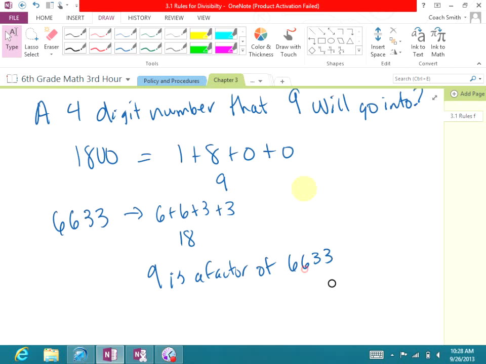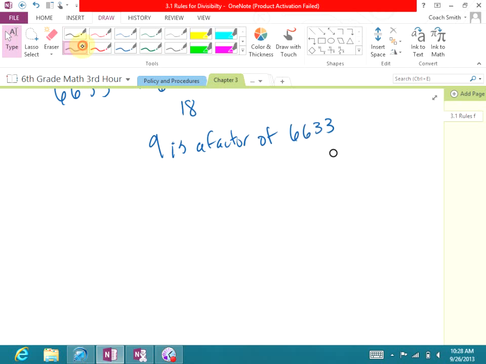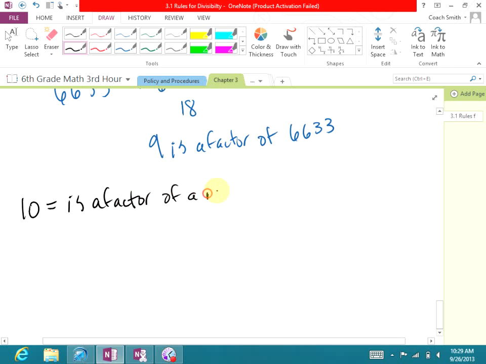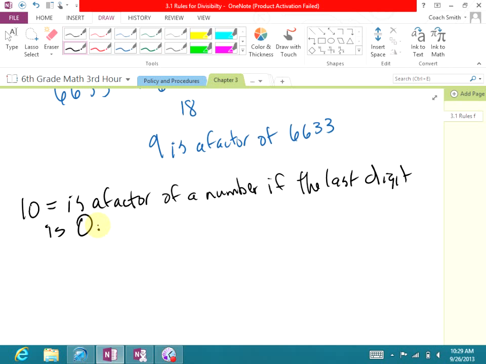I believe the last one is 10, correct? So 10 is a factor of a number if the last digit is 0. Okay? 2, 5, and 10 are probably the easiest of the group. You know, that's pretty easy. 3 is not too hard. Okay?